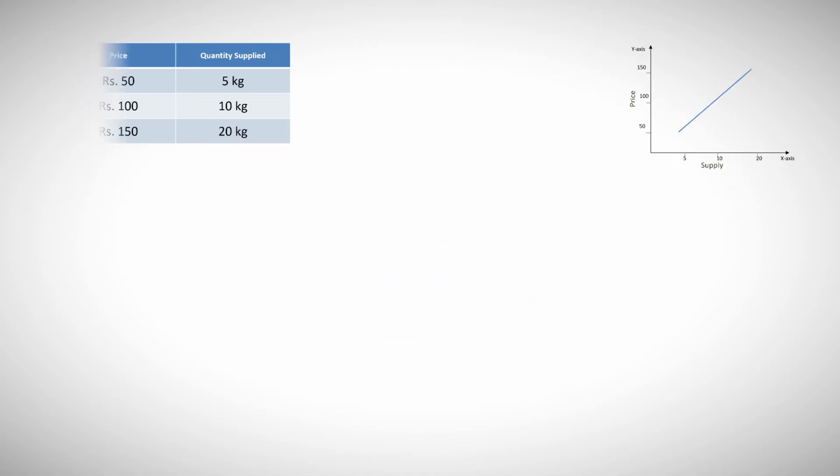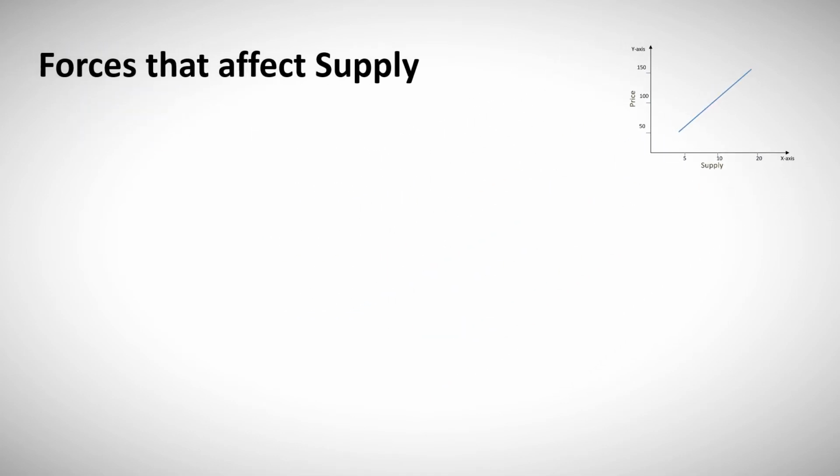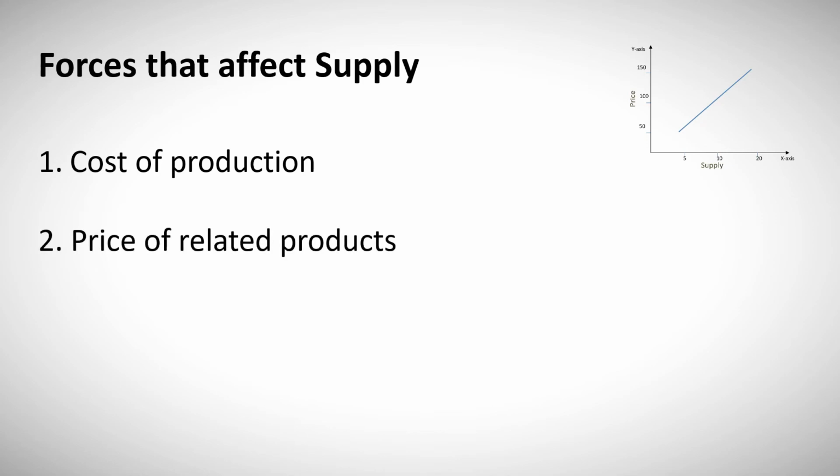Now let's talk about forces behind the supply curve. First, we have the cost of production. If the cost of production is low and you are getting high price in market, you are likely to produce more. And if your cost of production is more than market price, you would rather not produce. Second is the price of related goods, which means if price of a related good increases, you are likely to produce that related good and supply of the first good decreases.